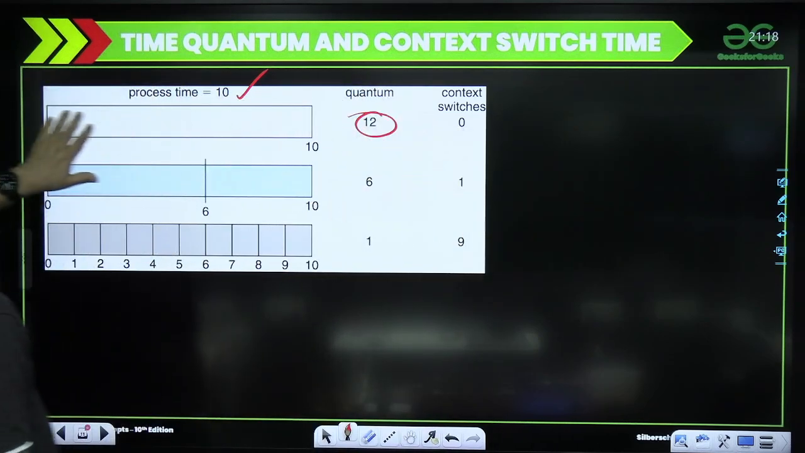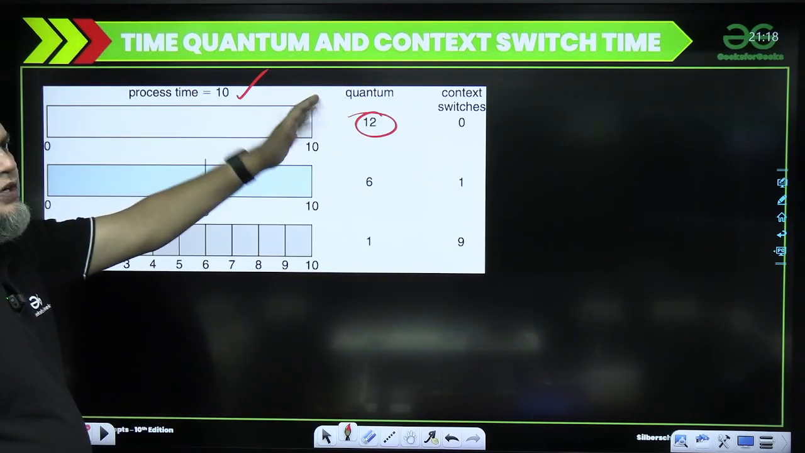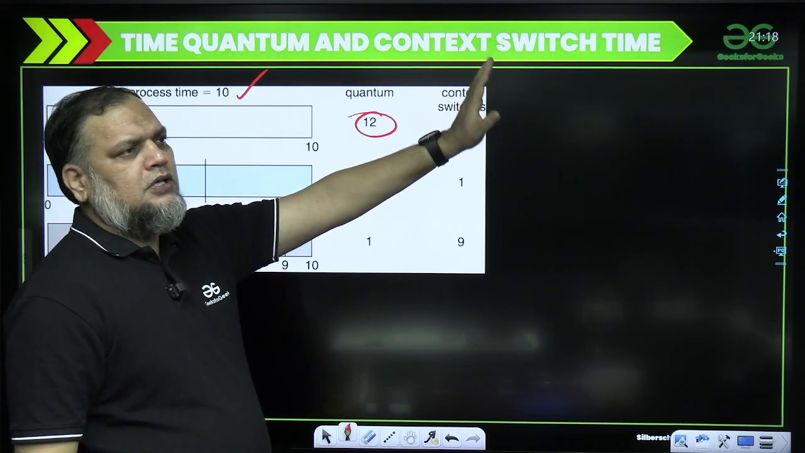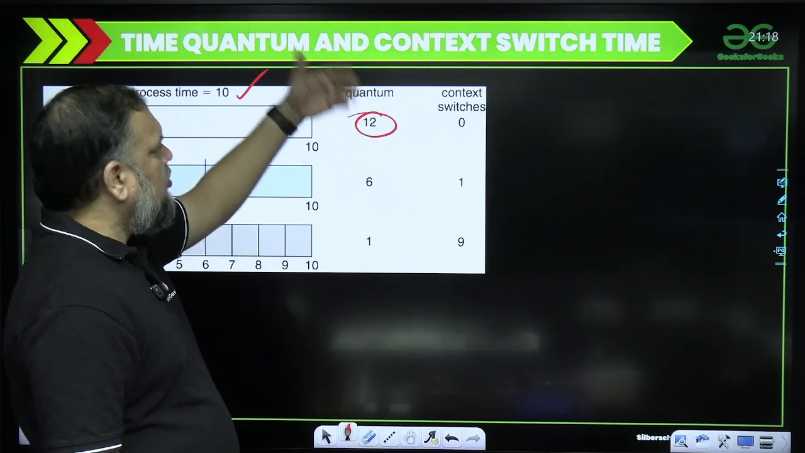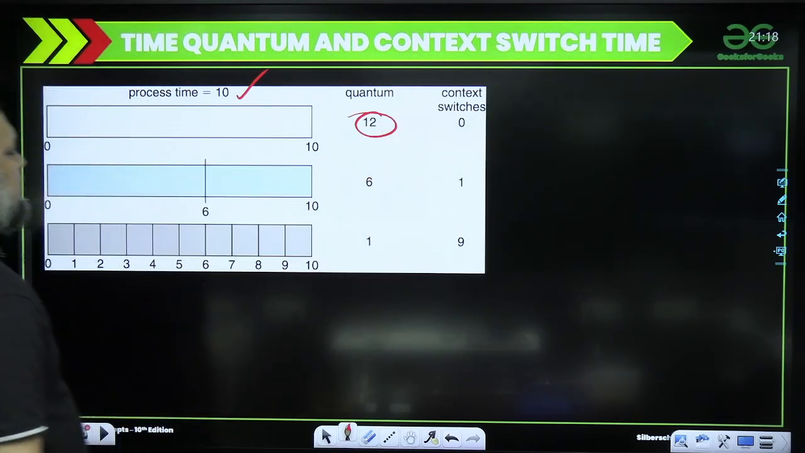So therefore, what is going to happen? The process is going to run in one stretch, all for 10 units, and complete. So therefore, it means there is no context switch. The process doesn't get preempted and go back to the ready queue. It all completes in one stretch, so no context switching. Number of context switches is 0.